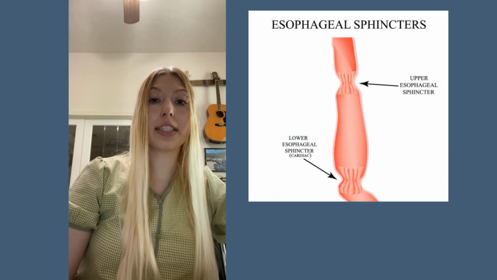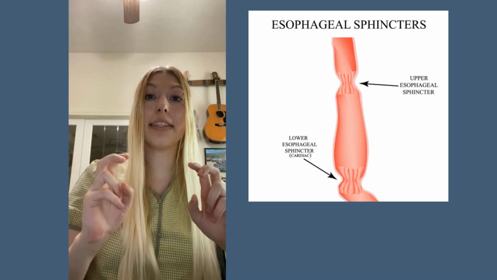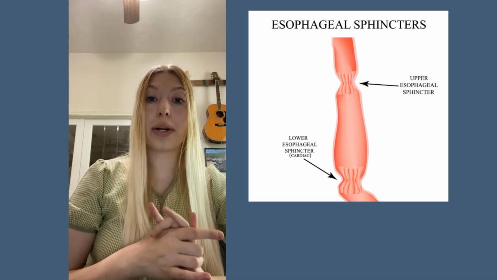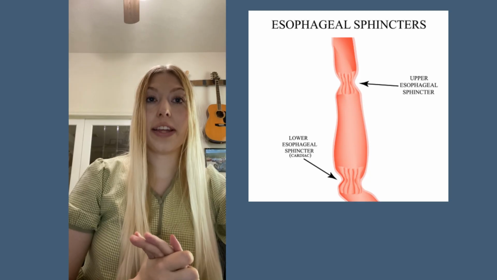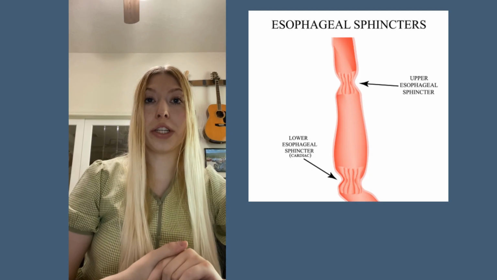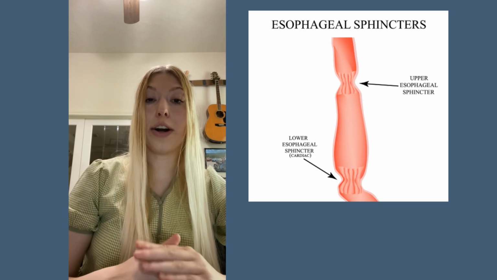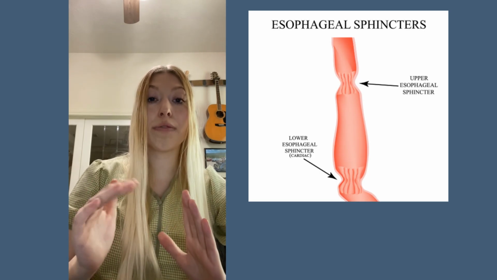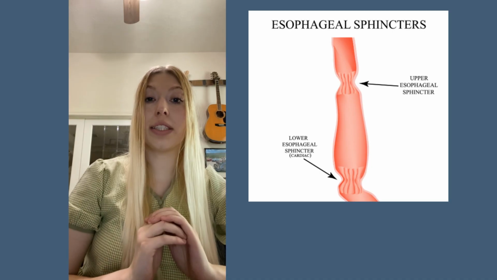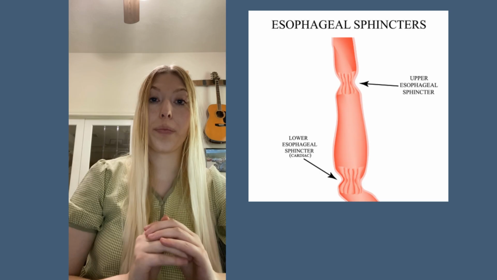At the top of the esophagus is a muscle gate. It's called the upper esophageal sphincter. This muscle acts like a door between your throat and your esophagus. It opens during the swallow so that the food can pass through, and then it closes again to protect the airway.